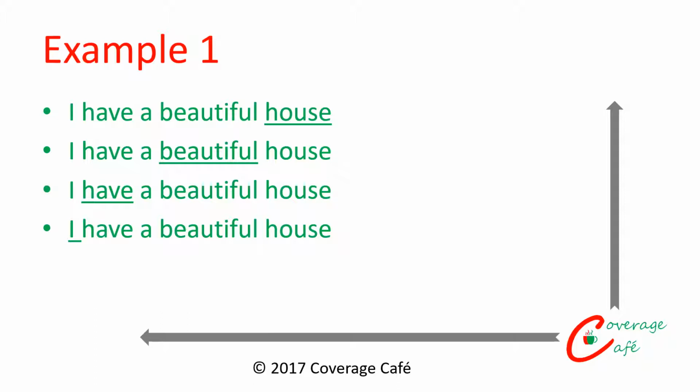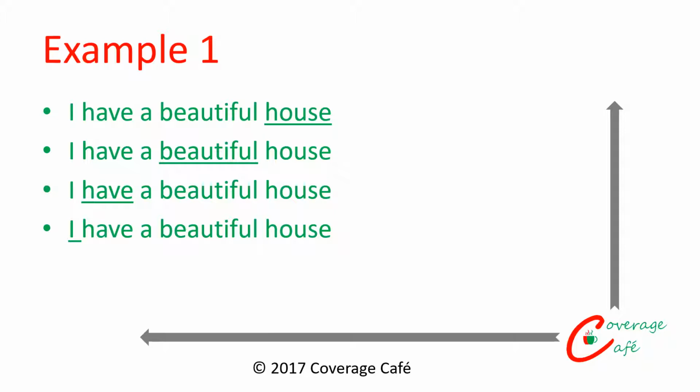If I say, I have a beautiful house, somebody says, no, you don't have a beautiful house. No, I have a beautiful house. Here you're trying to justify or stress on the fact that you do own a house, a beautiful house.